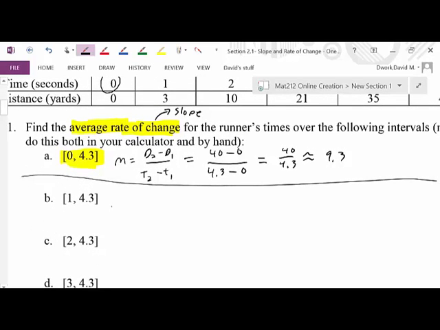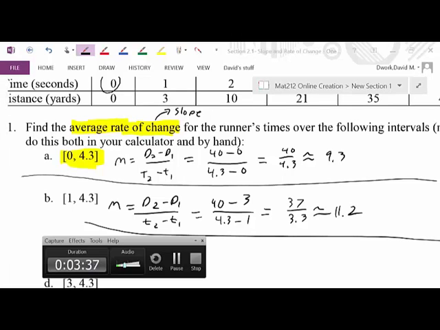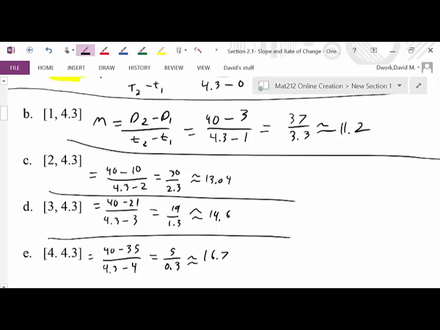And here we go. For the next one, our slope would be distance 2 minus distance 1 over time 2 minus time 1. It's still 4.3, so it's still a distance of 40. But now at 1 second, instead of being at 0, we were at 3 yards. And for our time, we're going from 4.3 seconds to 1 second. So that gives us 37 divided by 3.3, which should be approximately 11.2. All right, there's 2 of them. Now I'm going to pause the video and finish these all up. You do the same.